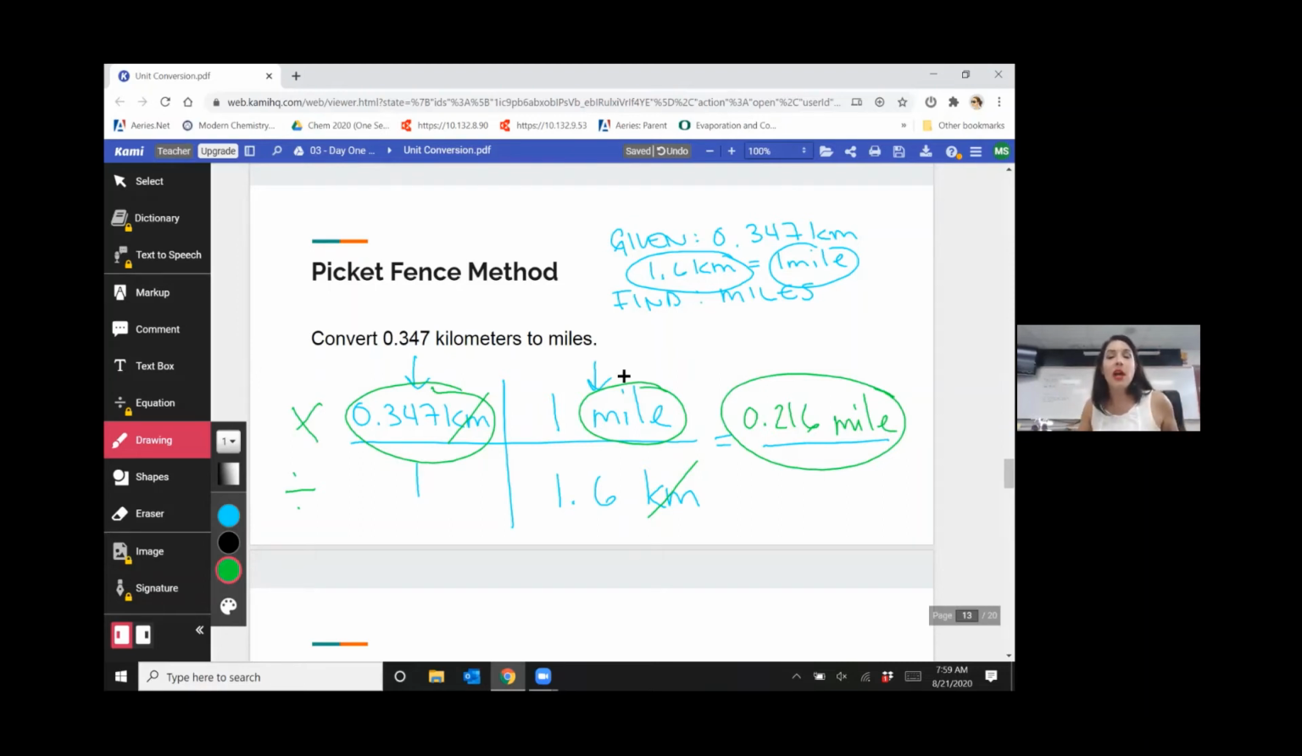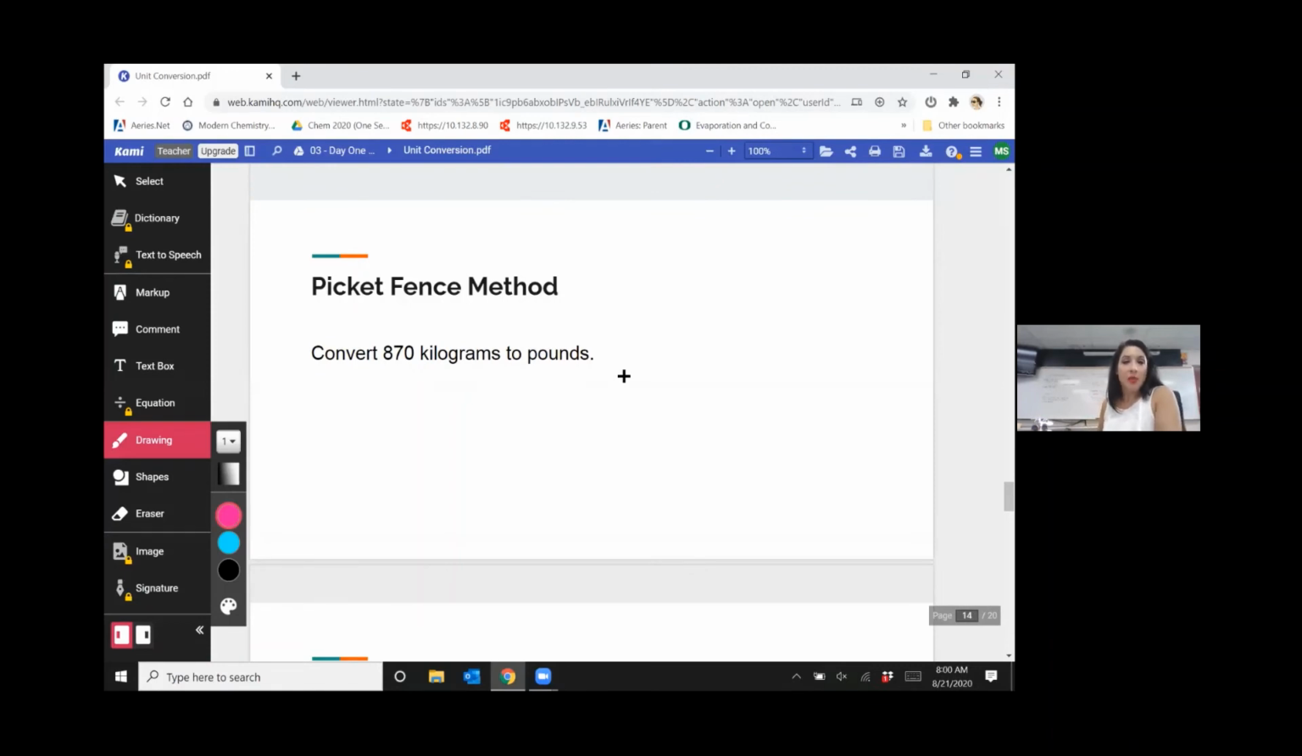Let's do one more together, and then I'm going to give you some to do on your own. And when you're doing these on your own, pause the video so that you can check your work, and then start the video again so you can see if you got it right. All right, our next problem is to convert 870 kilograms into pounds. So let's write down what we're given. I'm using pink this time. Given 870 kilograms, we need to find how many pounds that correlates to.